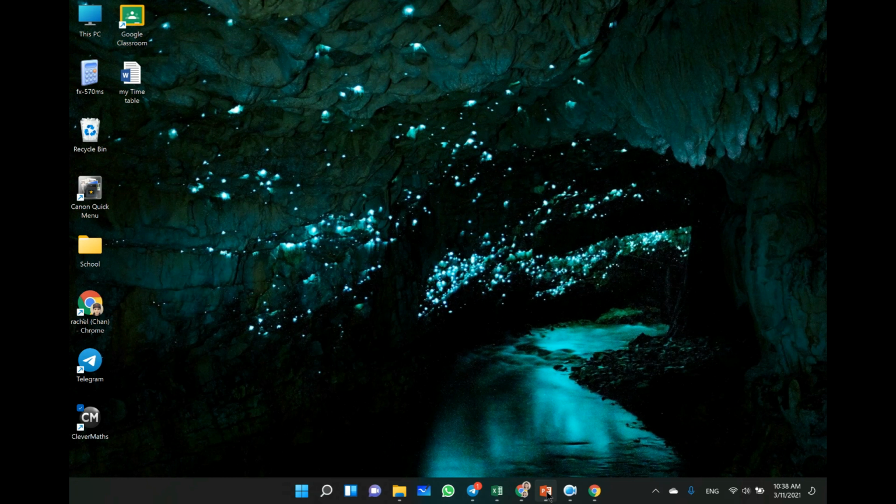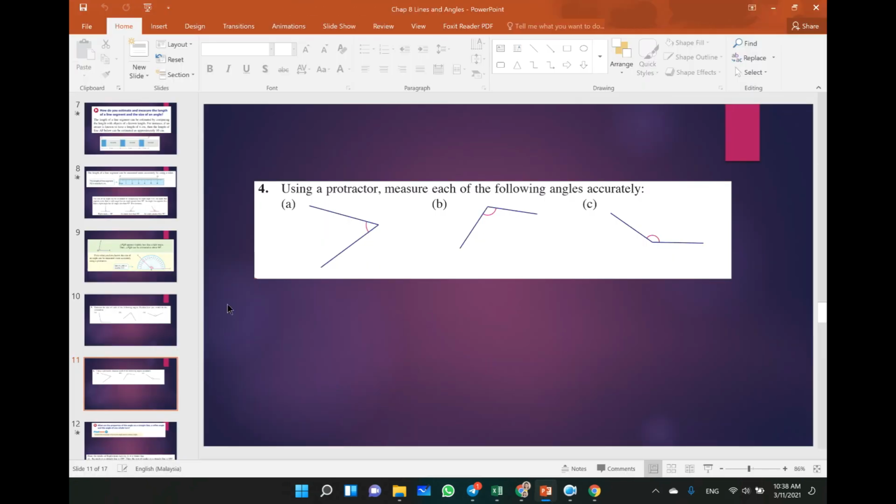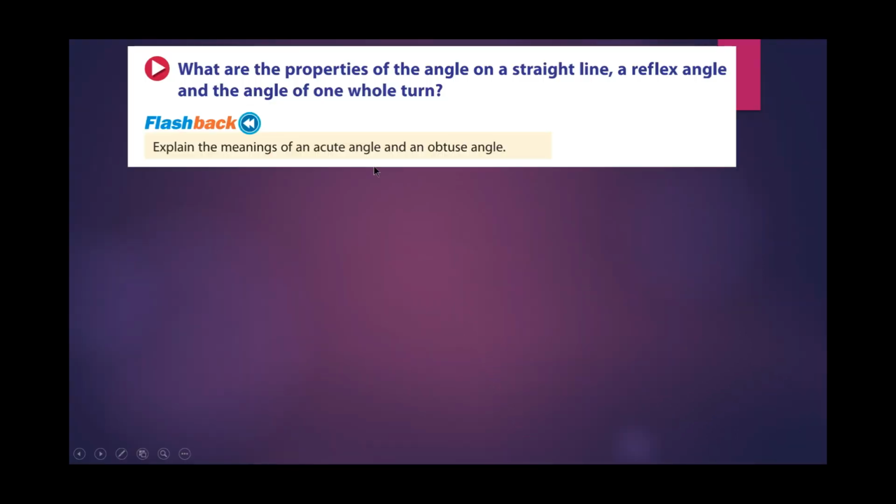Okay, next one. What are the properties of the angle on a straight line, a reflex angle, and the angle of one whole turn? These two explain the meaning of an acute angle and an obtuse angle. You learned it in the previous lesson already. Acute angle means this angle is less than 90 degrees. So the angle is like this. Acute angle is less than 90 degrees.